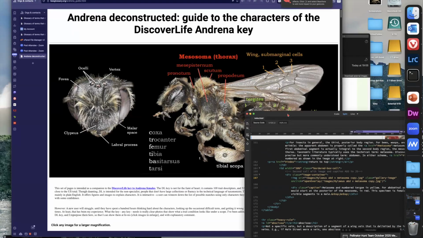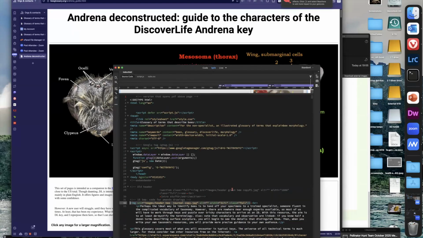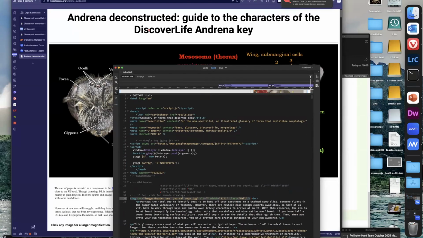That's interesting. Where is your Andrina guide located so people can find it? Well, it's linked in the glossary in a number of places. Its URL is bglossary.org. If you type in bglossary.org, it takes you to the glossary. If you type in bglossary.org/Andrina_guide.html, that's the Andrina page.